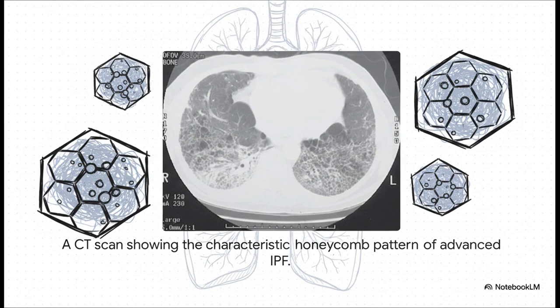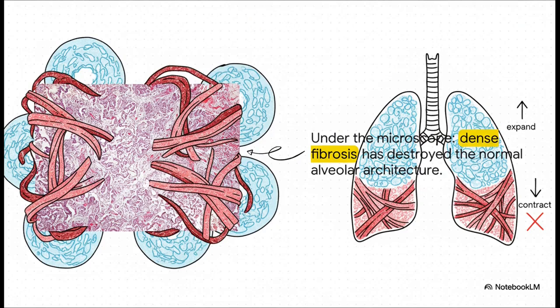So you're a radiologist, and you pull up a CT scan of a patient with advanced IPF. This is the sight that greets you. You see all these little cysts, these air pockets, especially at the bottom of the lungs. It looks exactly like a honeycomb. And when a radiologist sees this honeycomb pattern, their heart sinks because it's the classic, unmistakable sign of end-stage, irreversible scarring.